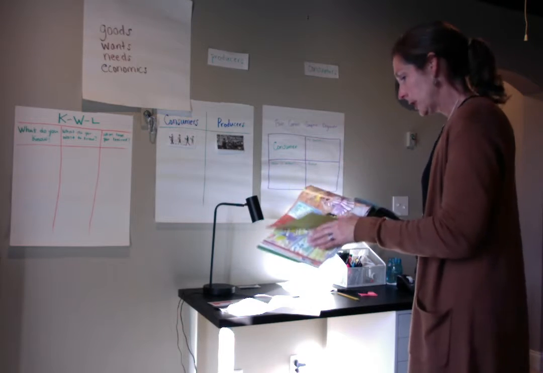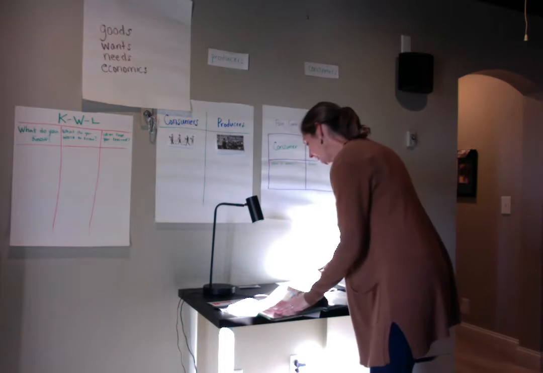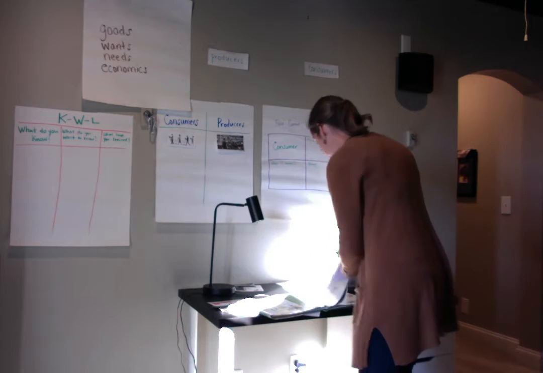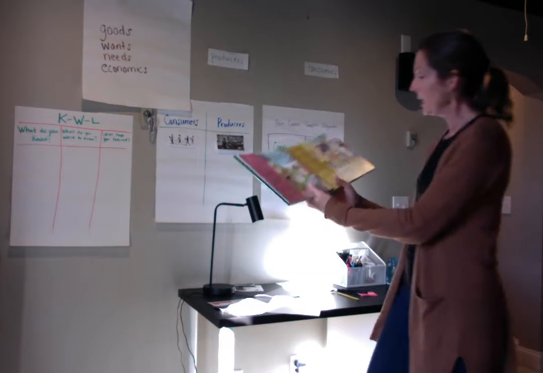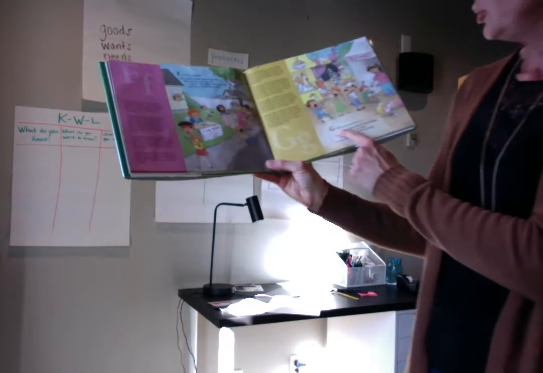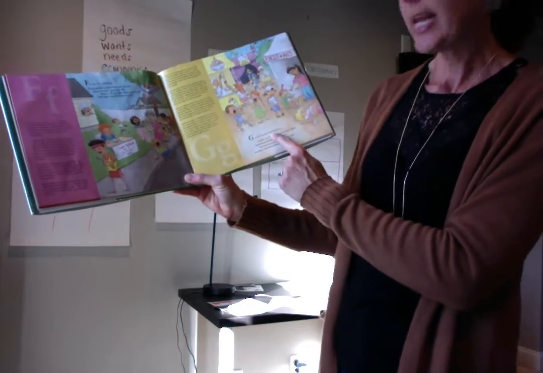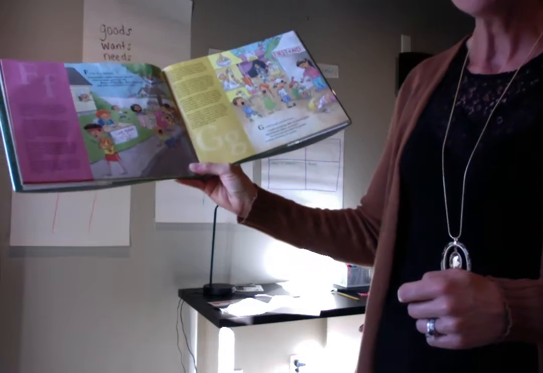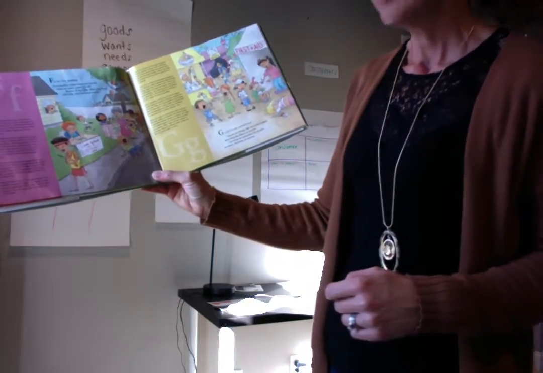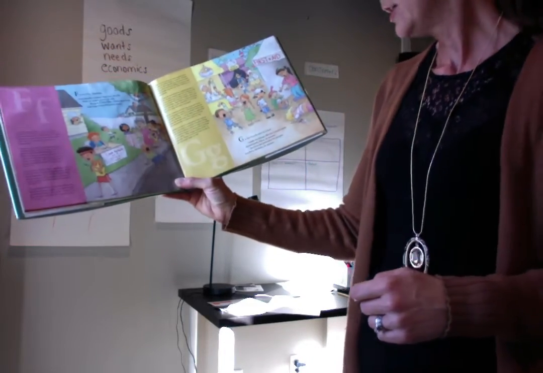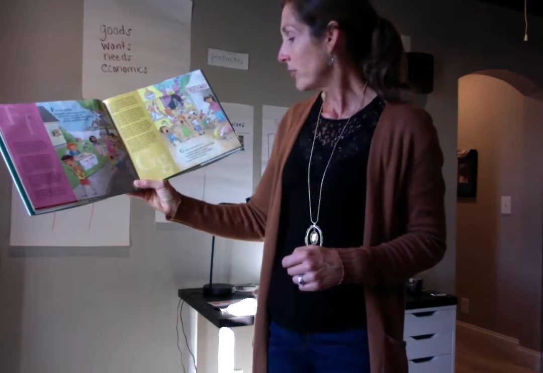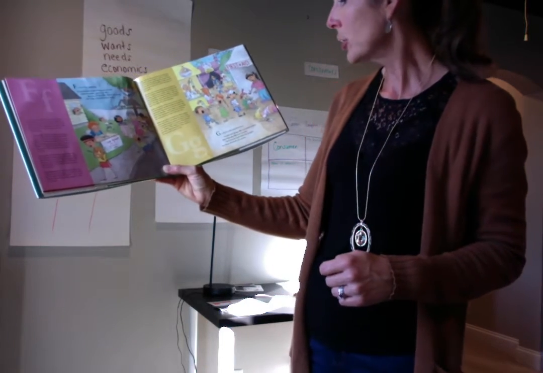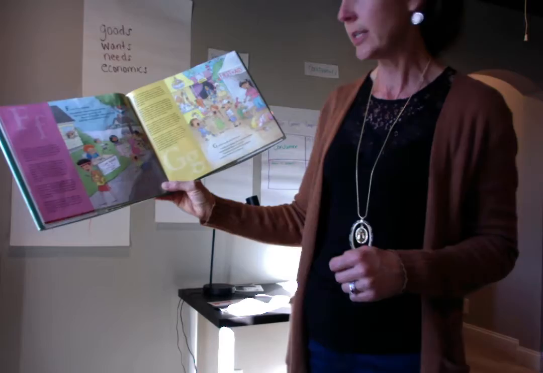I want to look at the page for G. Here is G. G is for goods and services. Goods are things like ice cream cones, skateboards, bikes, or purses. Services are provided by people, teachers, firemen, or nurses.